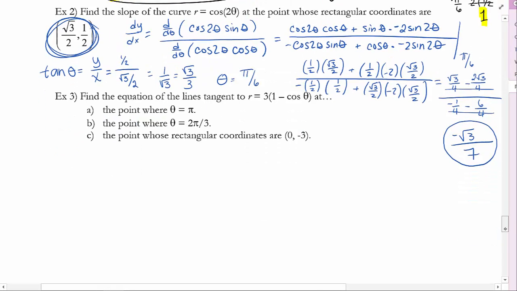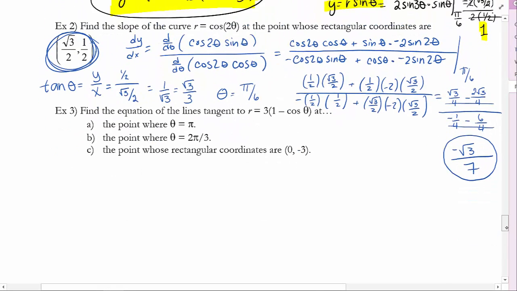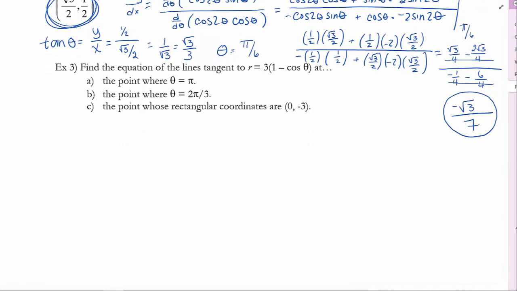Wow, Ms. Vibber, are we done yet? Almost. There's one more to go. So I want you guys to take a peek at example 3, and I want you to give that one a shot on your own, and then we'll come back and I will have it done for you, and I will run through my work in front of you. So press pause and do number 3 on your own.